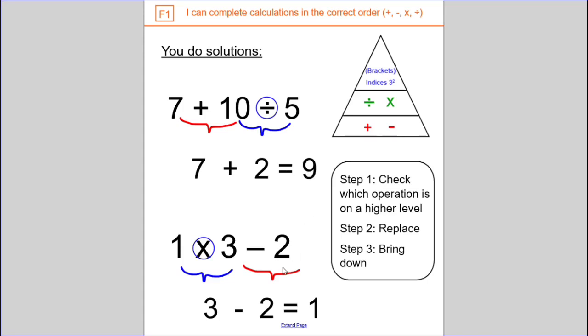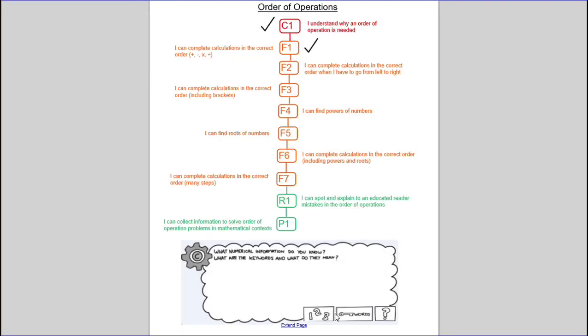For the last question, we need to first multiply. So we need to do 1 times 3, which gives us 3. Then we need to bring down the subtracting 2 completely down. 3 subtract 2 will give us 1. That's the end of F1, and we are now ready to start looking at F2.